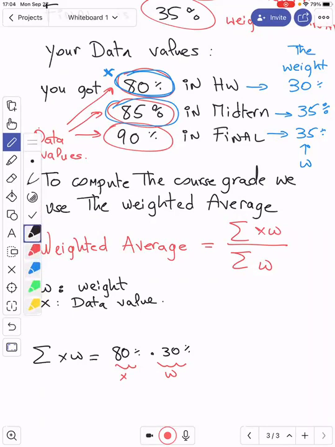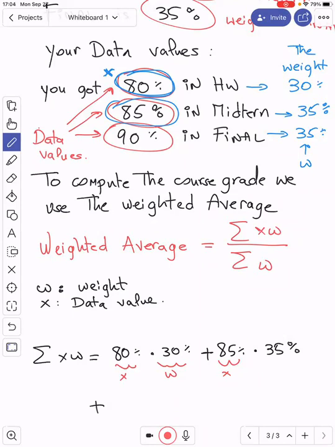Plus, now what about the midterm? Next, data value, the midterm. You got 85% in the midterm, so this 85% would be the data value. That's your score. So this is your X times the weight of the midterm, which is 35%. So times 35%. Plus now the final, your data value in the final is 90% times the weight of the final, which is again 35%.